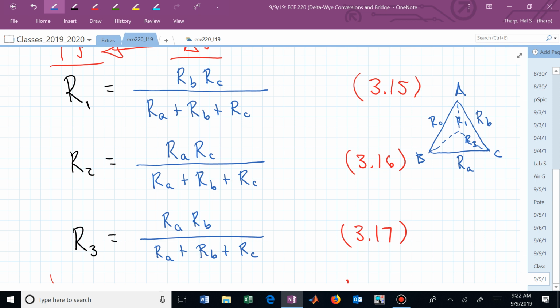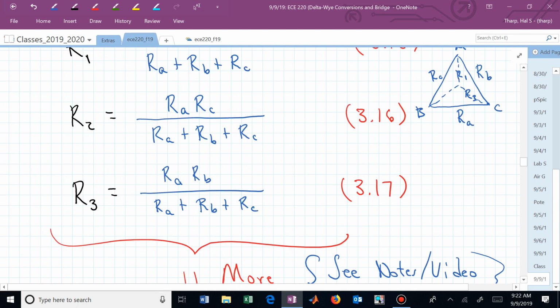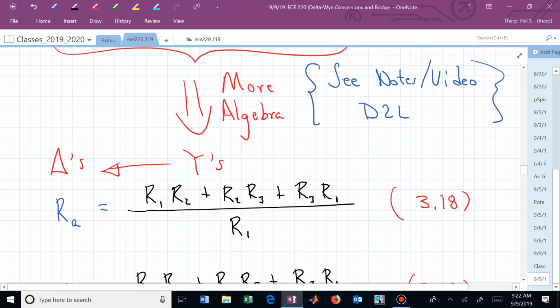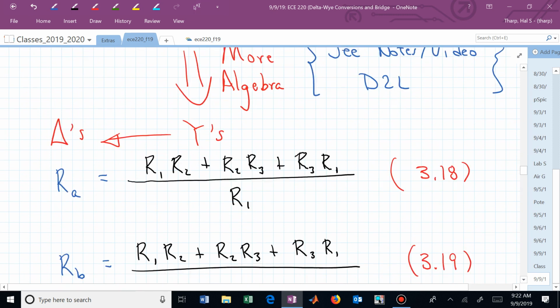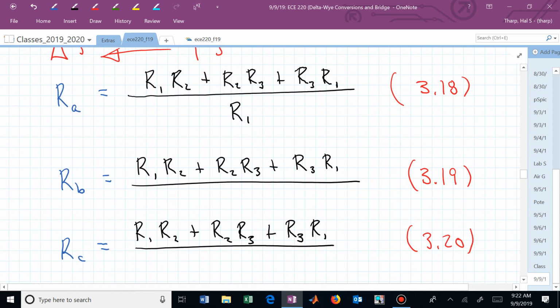By looking at what the Y resistor is touching, or what's on either side of it, and then writing down that product in the numerator. And then in the denominator, it's just the sum. That's how to go from delta to Y. To get Y to delta involves more algebra, but now this is how it's done.